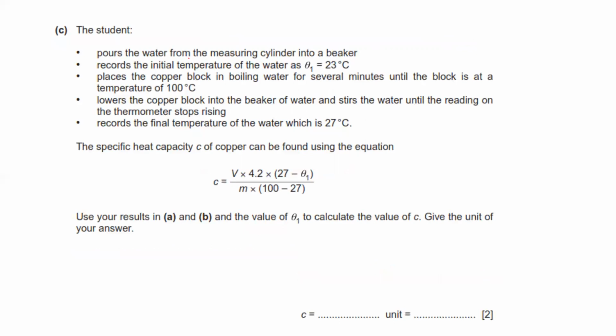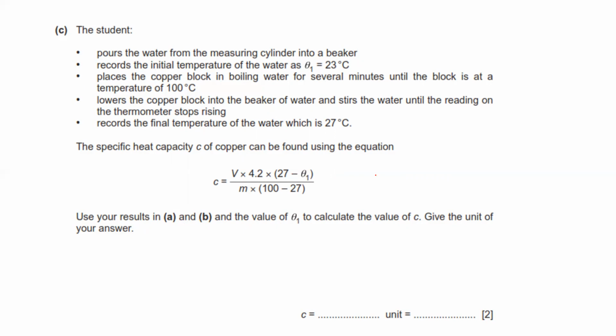Next part C. The student pours the water from the measuring cylinder into a beaker, records the initial temperature of water as 23 degrees centigrade, and places the copper block in boiling water for several minutes until the block is at a temperature of 100 degrees centigrade. Then he lowers the copper block into the beaker of water and stirs the water until the reading on the thermometer stops rising. He records the final temperature of water, which is 27 degrees centigrade. The specific heat capacity C of copper can be found using this equation.